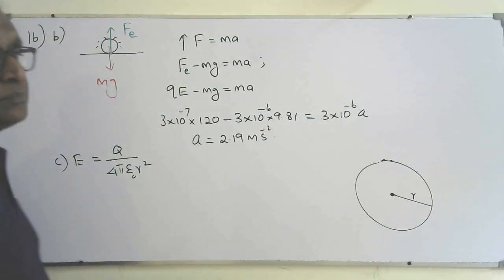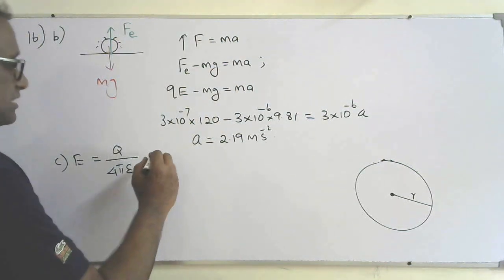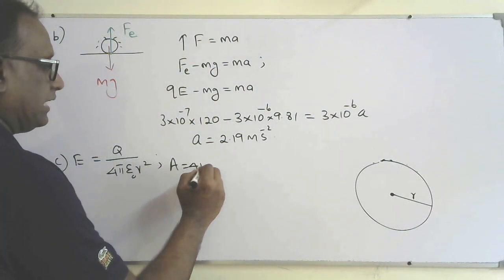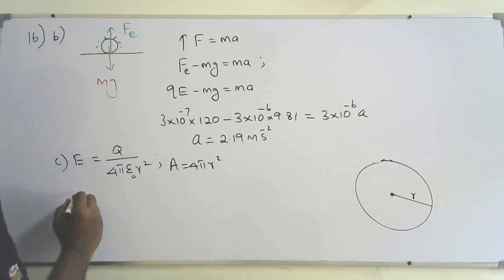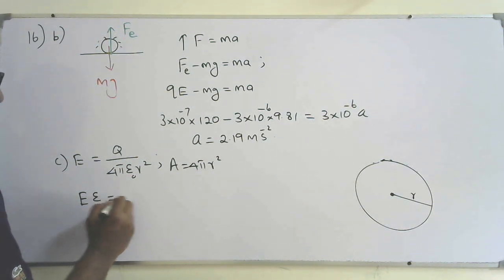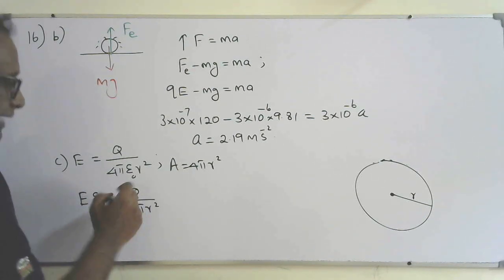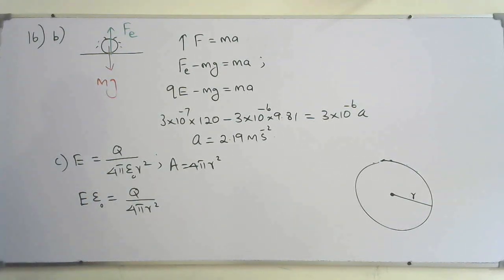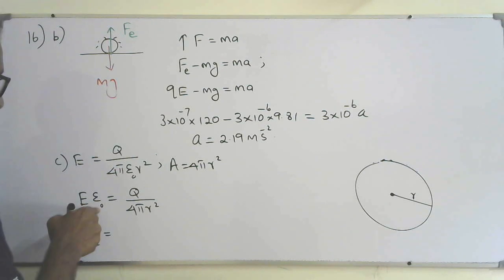We need to find the charge per unit area. We know the surface area of a sphere A is equal to 4 pi r squared. So cross multiply: E into epsilon naught is equal to Q over 4 pi r squared. I need to find this quantity, charge per unit area. So I don't need to find the Q. I can find Q over 4 pi r squared directly. So Q over 4 pi r squared, charge per unit area, which is the question, is E into epsilon naught.